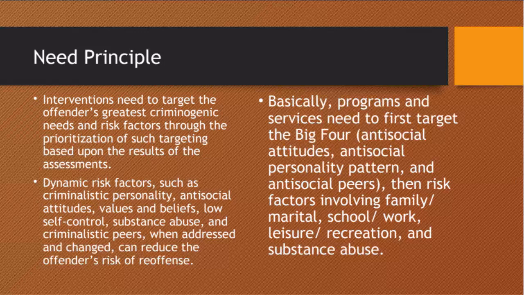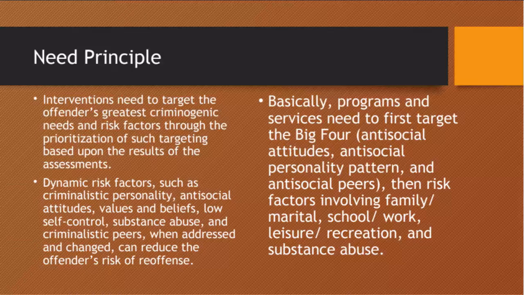Now, dynamic risk factors such as your criminalistic personality, antisocial attitudes, values, beliefs, your low self-control, substance use, criminogenic peers, when all of these are addressed, can reduce the risk of reoffense. So really with the need principle, you're going to be first looking at the big four: the antisocial attitudes, antisocial personality patterning, and antisocial peers. You're going to be hitting those first, and then you're going to be looking at any other risk factors.